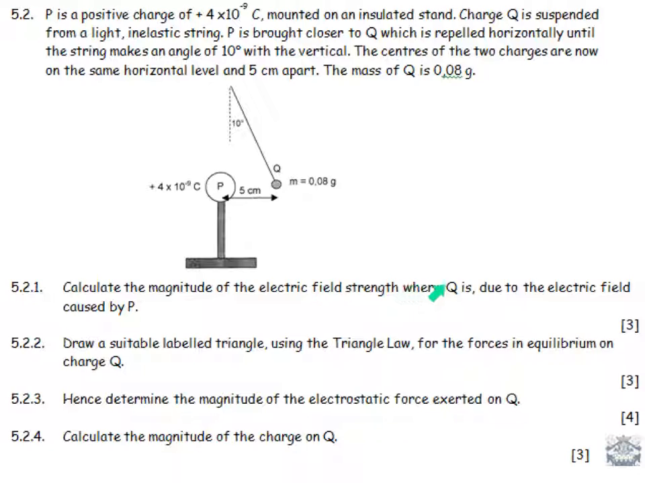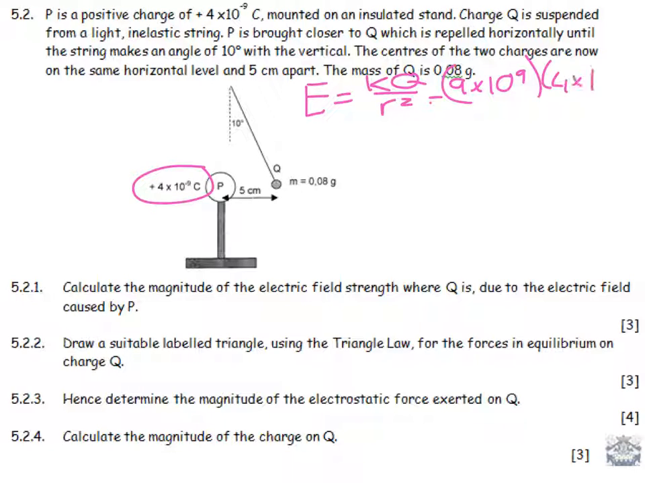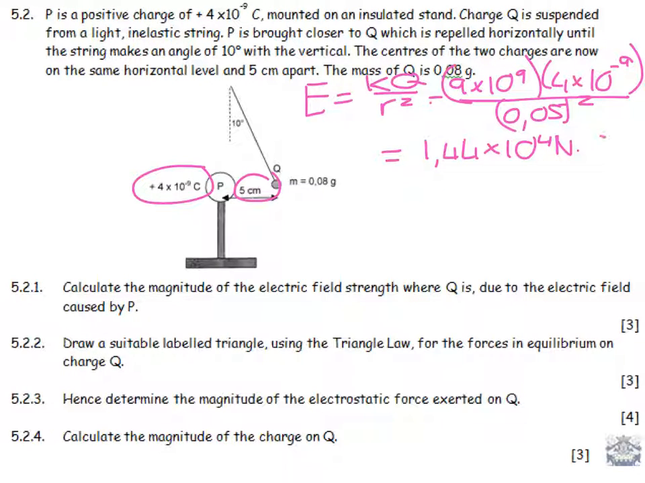Calculate the magnitude of the electric field strength where Q is, due to the electric field caused by P. So we don't even care about anything except for E, the electric field, is equal to kQ over r squared, and that's 9 times 10 to the 9 multiplied by 4 times 10 to the negative 9 and divided by 5 centimeters, 0,05, and we have to square that, and I land up with an answer of 1,44 times 10 to the 4 newtons per coulomb. And they only wanted to know the magnitude, so we don't have to give a direction.